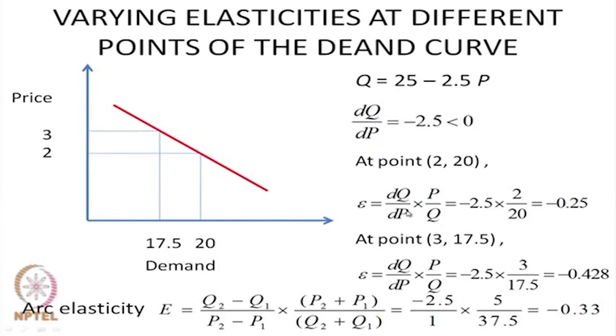If the demand falls, we once again use the same equation for finding the elasticity at that point: price equal to 3 and demand equal to 17.5. As before, dq/dp is equal to minus 2.5, multiplied by the value of P, 3, divided by the value of Q, 17.5. Therefore, 3 divided by 17.5 gives approximately minus 0.428. So, we see that at different points in the demand curve, the elasticity of demand changes. In fact, at this point, it is more negative than at this point.